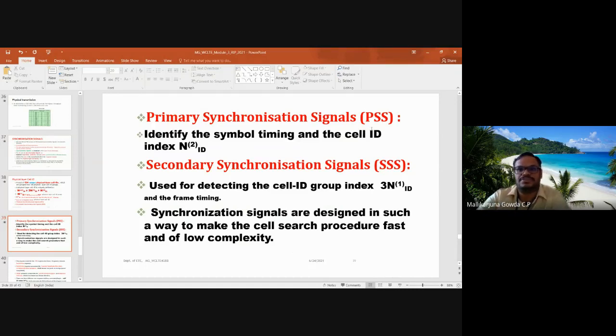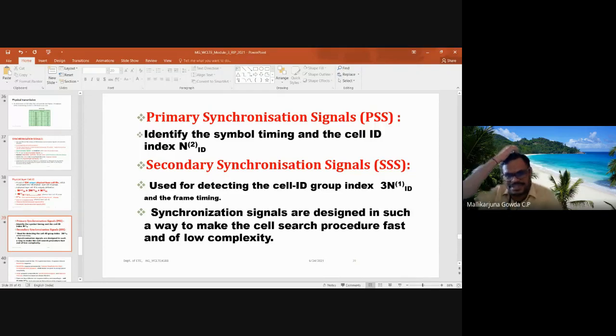So PSS will be identifying symbol timing as well as the cell ID index, that is the second term of the expression I wrote for the physical layer cell ID. The SSS, that is the secondary synchronization signal, is used for detecting the cell ID group index, that is the first term of the expression, as well as the frame timing. Hope you are able to understand.